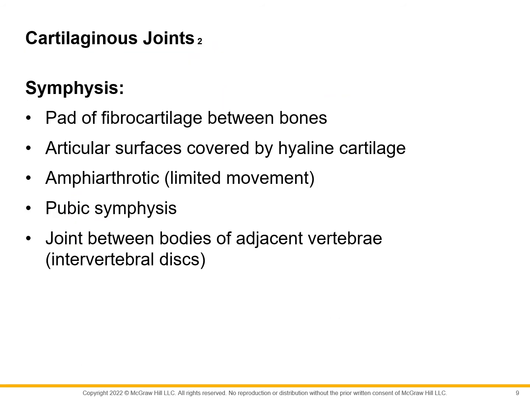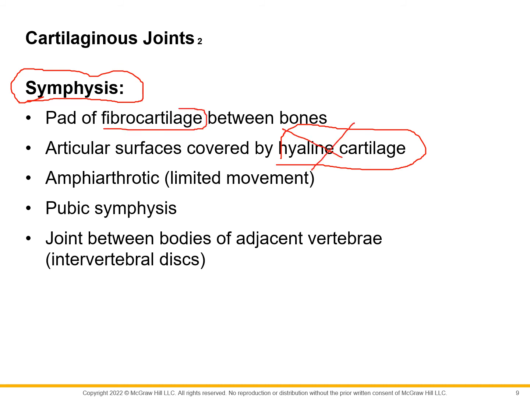And then the second type is called the symphysis joint. Now, the symphysis joint is fibrocartilage, is what I want you to remember. This part here, articular surfaces covered by hyaline cartilage, is just saying that where it becomes a joint, I have hyaline cartilage on the outside, but it is a fibrocartilage joint. It uses fibrocartilage. I hope that makes sense.